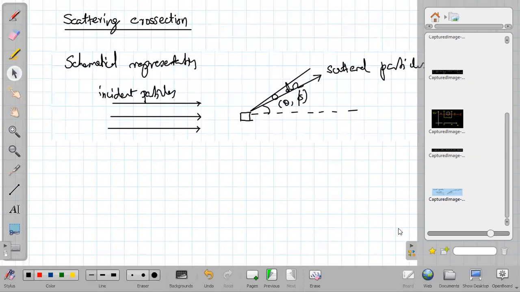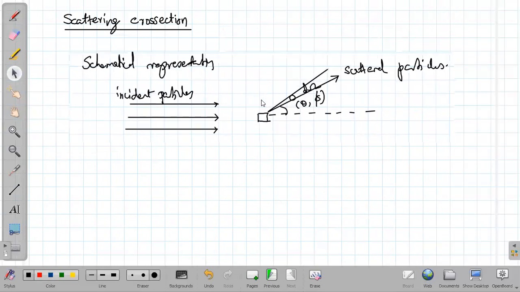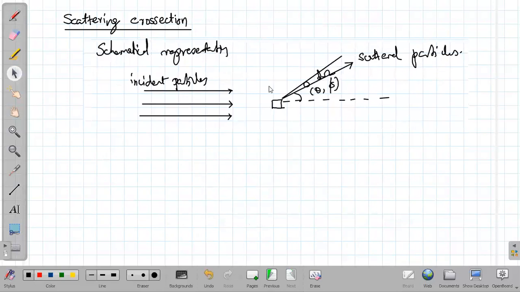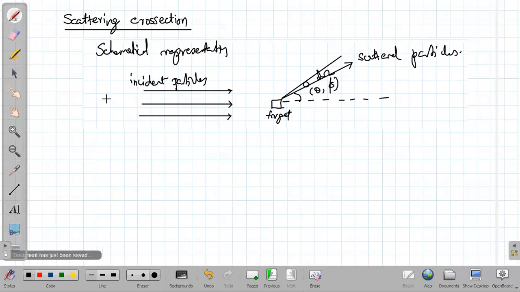Okay, so this is a schematic representation of our scattering. We have an incident particle and a scattering center here. So this is our target, and we have the scattered particle. Now the incident particle can be characterized by the incident flux.